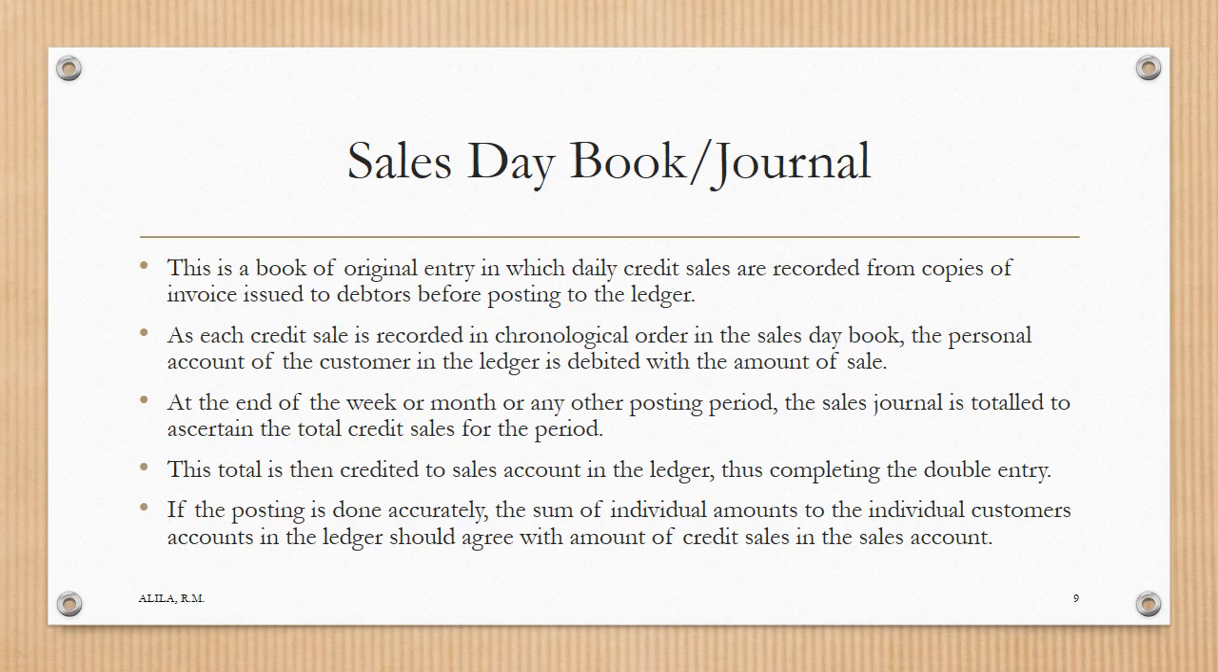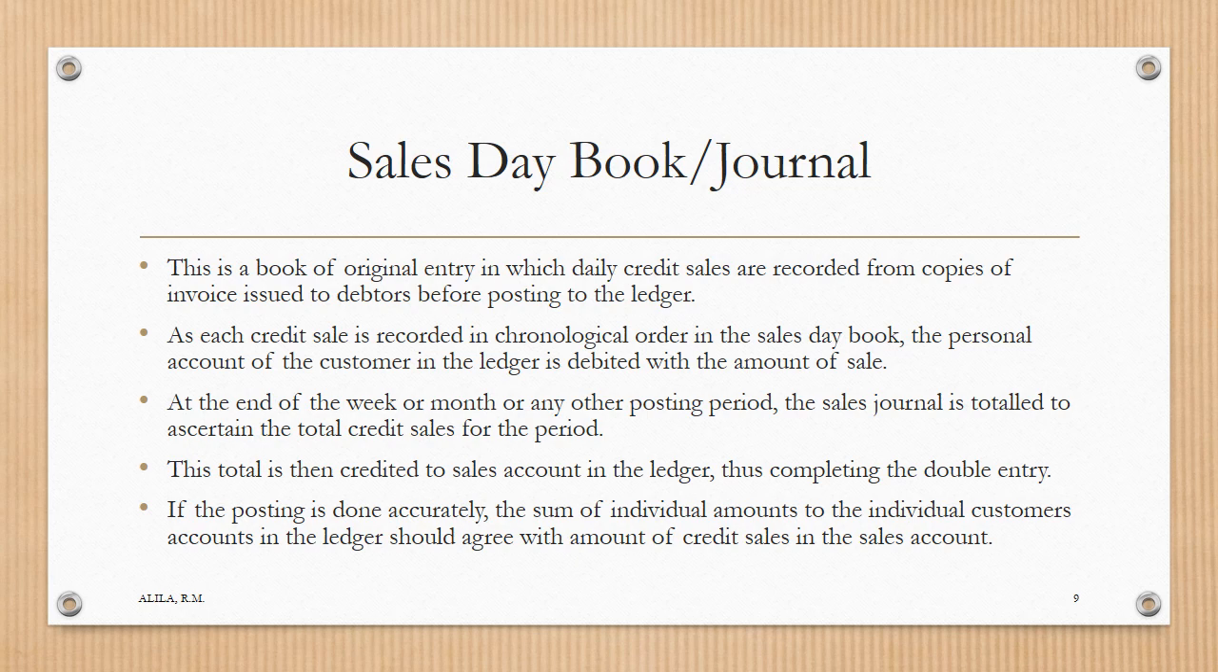Again, the other special journal that is related to goods is the daybook, called sales daybook or sales journal. So this book of original entries, in which daily credit sales are recorded from copies of invoices issued to debtors before posting to the ledger. As each credit sale is recorded in chronological order in the sales daybook, the personal account of the customer in the ledger is debited with the amount of sale.